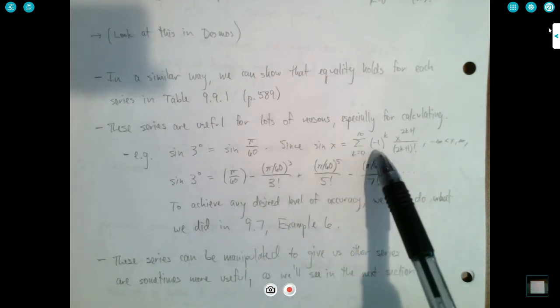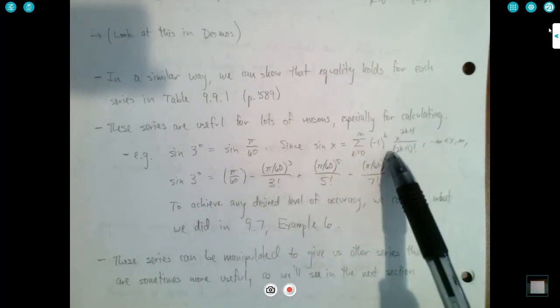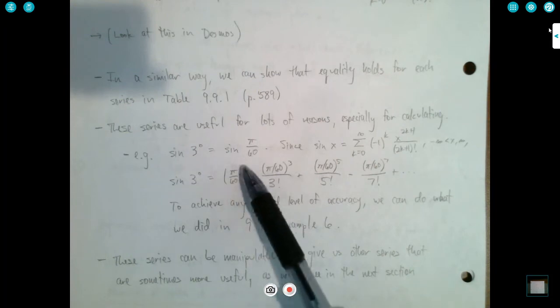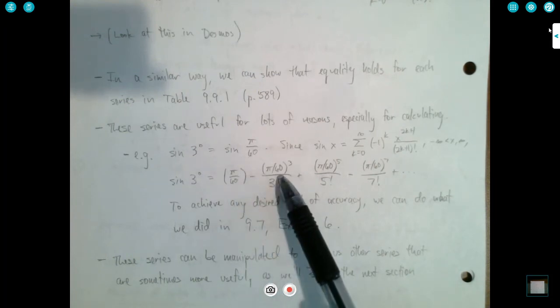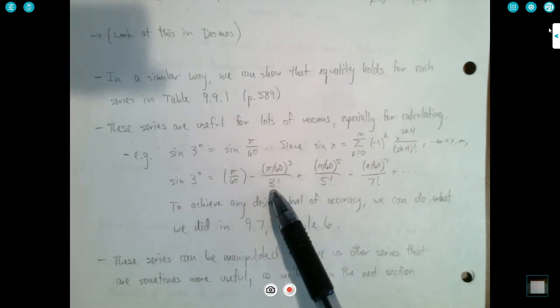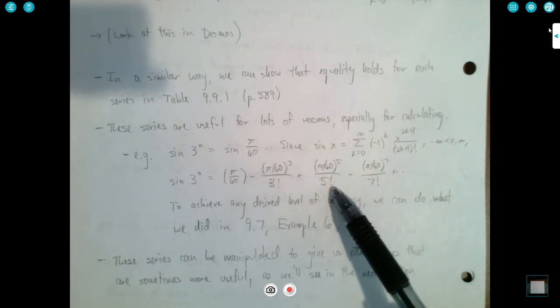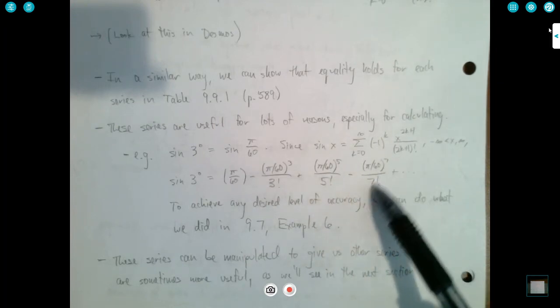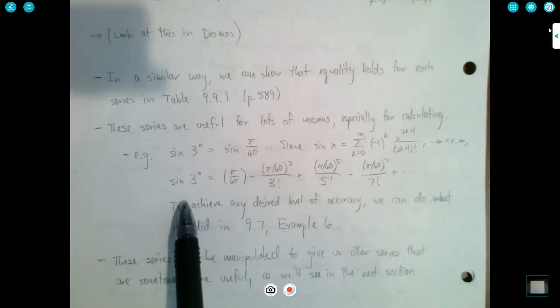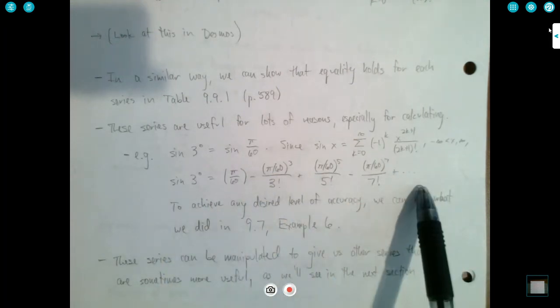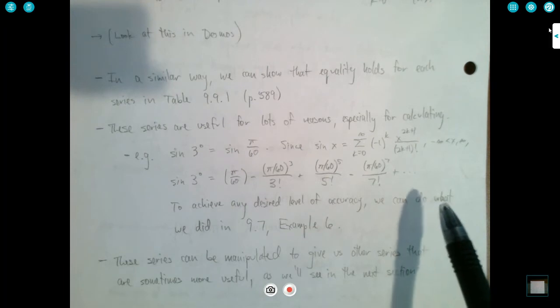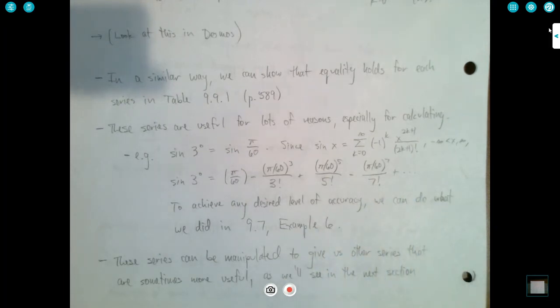When you plug in 1, you get negative x cubed over 3 factorial. But x is pi over 60, so you plug in pi over 60 cubed over 3 factorial. Then if you plug in 2, you get pi over 60 to the 5th over 5 factorial. Then minus pi over 60 to the 7th over 7 factorial, and so forth. So your calculator will do this out to a certain number of terms in order to get the desired level of accuracy.